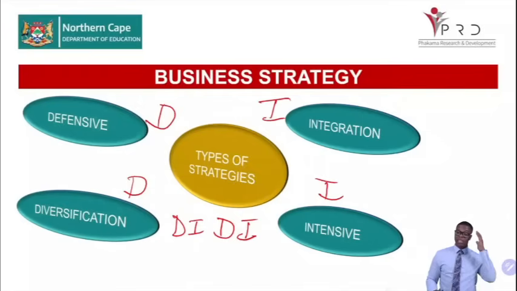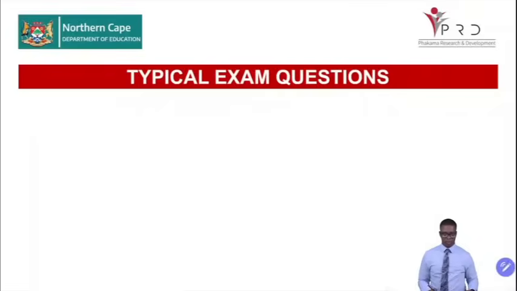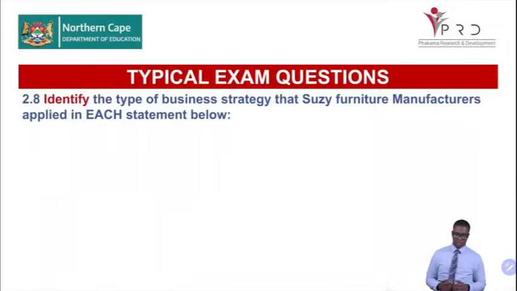So if you have your DD in mind, you know you have your 4 types of strategies, which is what? Integration, intensive, diversification, and defensive. So those are your types of strategies. Now let us look into a typical question.